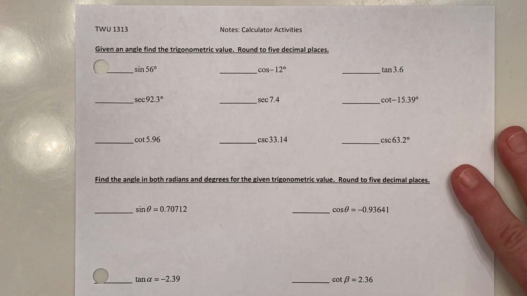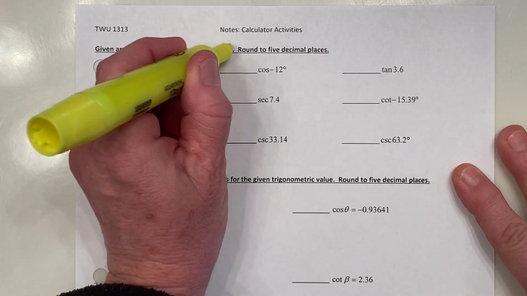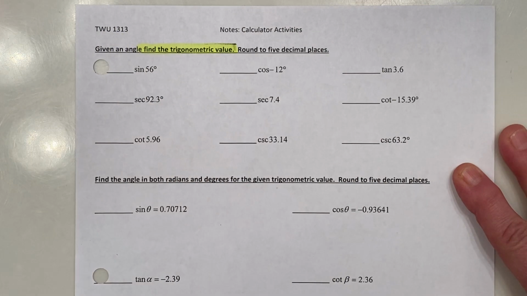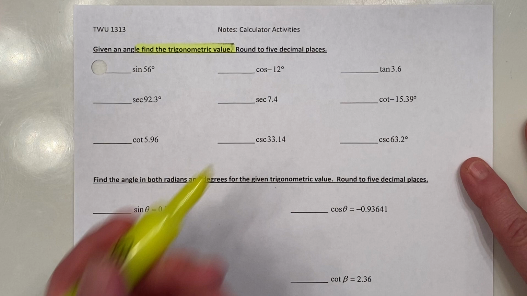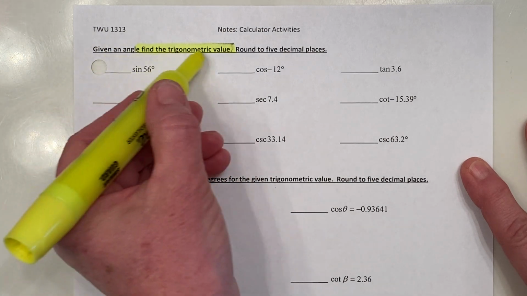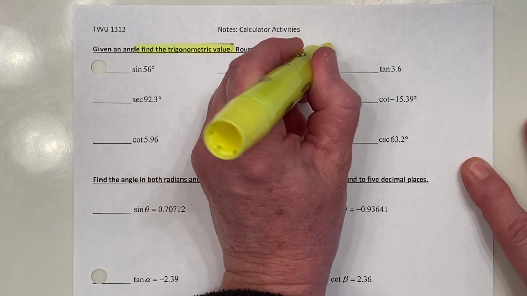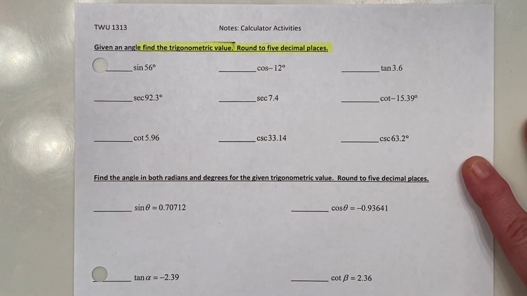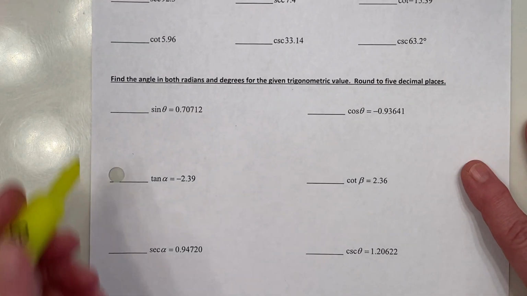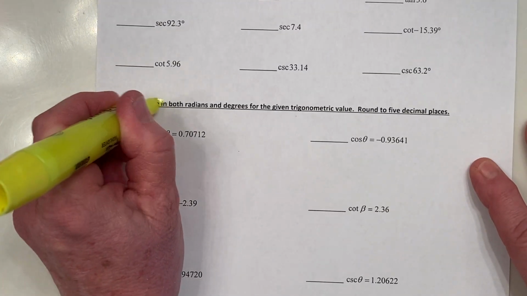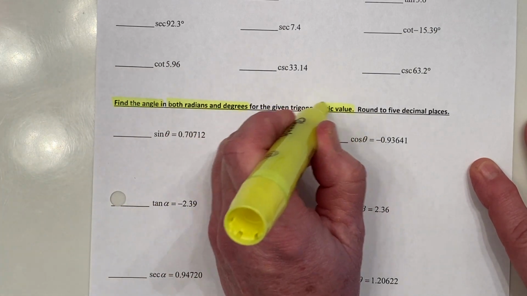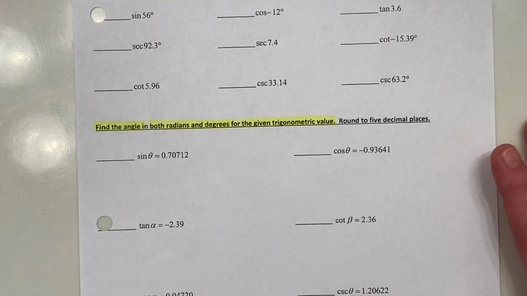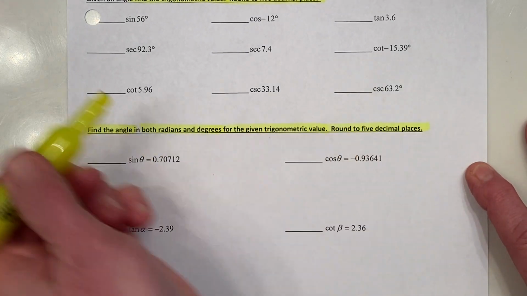In this lesson, we're going to be using a calculator to help us find the trigonometric value. We've done some previous work with that, so it's a return to that. Given an angle, we're going to find the trig value, rounding to 5 decimal places. The second objective in this lesson is to find the angle in both radians and degrees when you're given the value. So think about working backwards, again rounding to 5 decimal places.